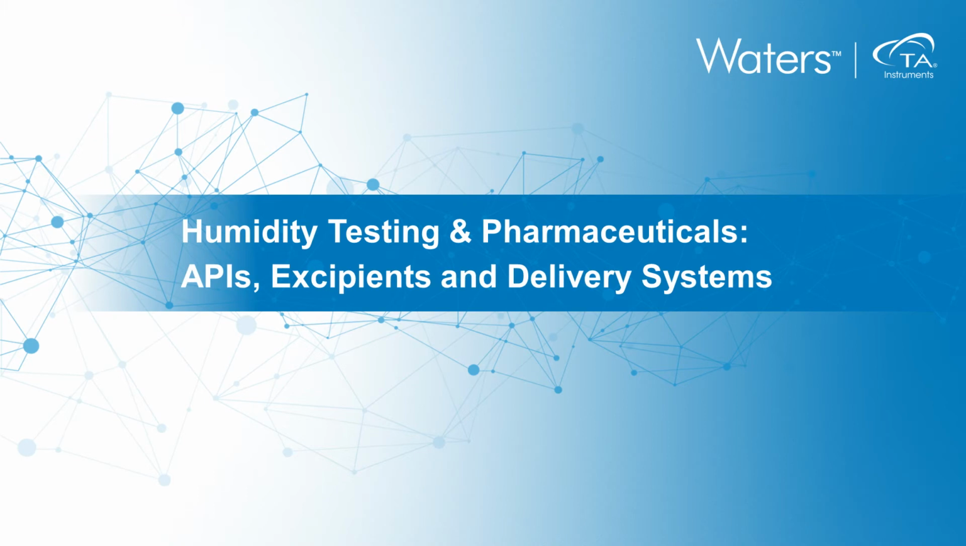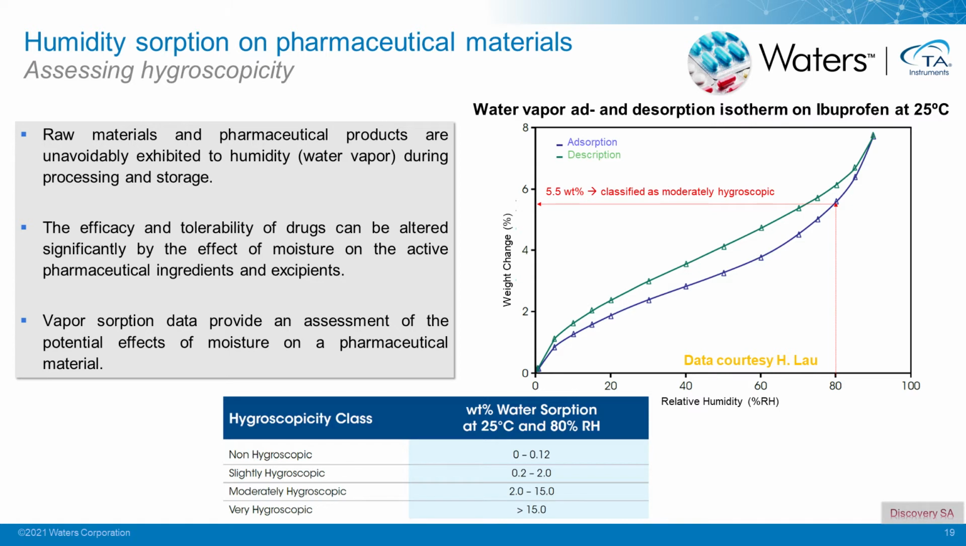So moving on to another set of applications here. Now we're going to be focused more on the pharmaceutical industry. So we'll be talking about active pharmaceutical ingredients like APIs, excipients, and delivery systems. So we have here a plot, a sorption-desorption curve on ibuprofen, which is an active pharmaceutical ingredient. We're doing this at 25 degrees Celsius. And again, we're stepping the humidity in 5% steps from 0% up to 90%.